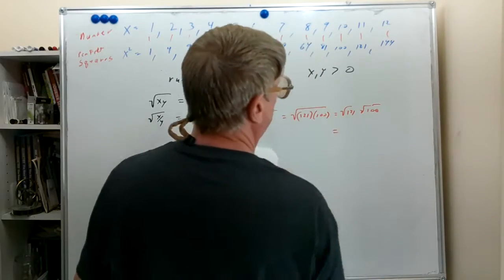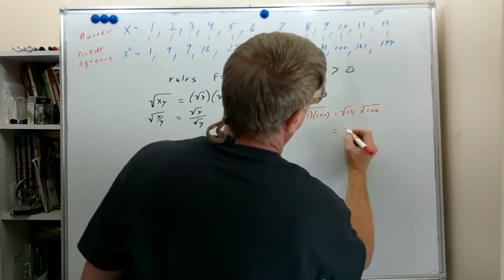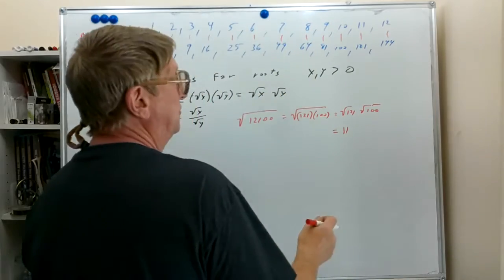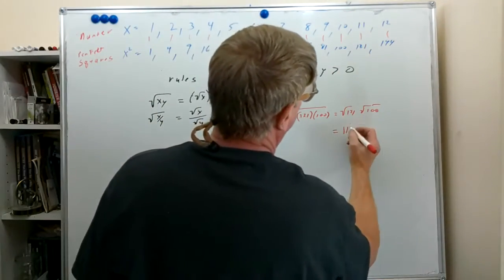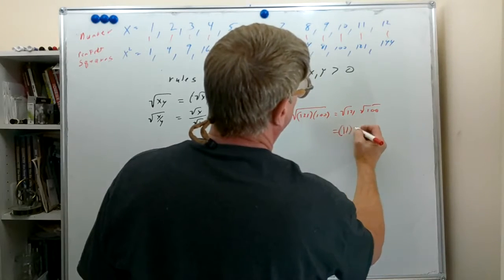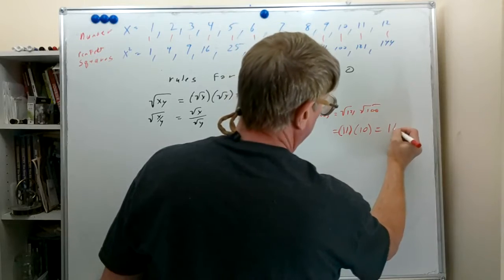And we'll take this down a little bit. Well, what's the square root of 121? The number that we square to get 121, which is 11. And what is the square root of 100? It's the number that we square to get 100, which is 10. So 11, and we use parentheses to indicate multiplication, times 10 basically equals 110.